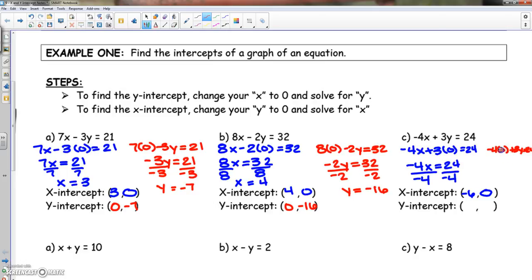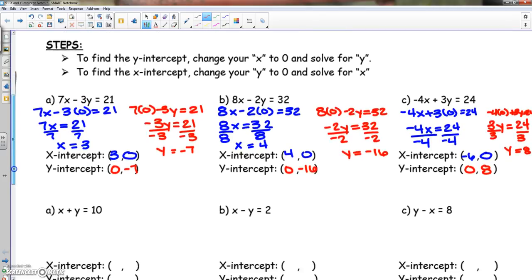So the negative 4 and the 0 are going to disappear. So I'm left with 3y equals 24. Divide both sides by 3. And y is going to equal 8. So my y-intercept is (0, 8). Okay, if you did not understand that at any point, pause, go back, and review how to do it.